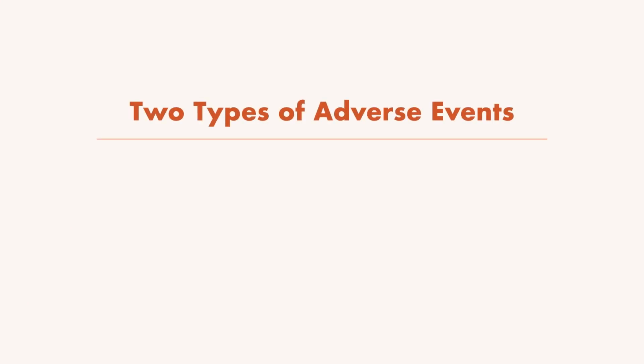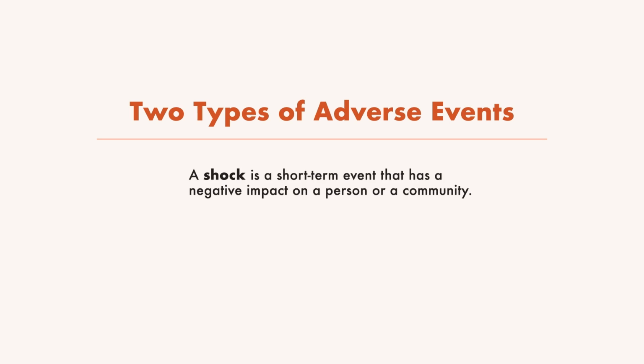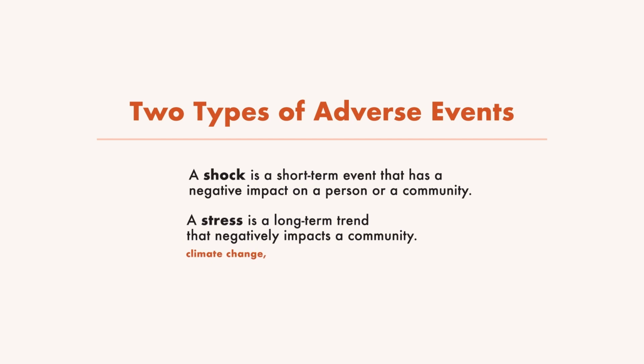In development, we talk about two types of adverse events: shocks and stresses. A shock is a short-term event that has a negative impact on a person or a community. This could be a disease outbreak or an environmental event like a major flood or drought. A stress is a long-term trend that negatively impacts a community, leading to a slow erosion of development progress. Some examples include climate change, land degradation, or a protracted crisis. Over time, stresses undermine the stability of a community.